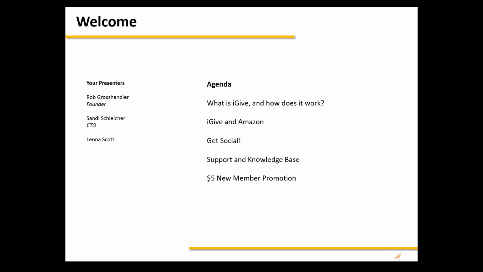Well, thank you, Lena. So we're going to attempt to do 4 or 5 things today. First, we're going to talk a little bit about what iGive is and how it works. We're going to talk a little bit about iGive and Amazon, because everybody, or almost everybody, loves to shop at Amazon. It's a little different for iGive members than every other one of the 1,600 stores that we work with. We're going to talk a bit about the fun parts of iGive, that is getting social. How do you spread the word? We're going to talk a bit about, let's say you have questions that we don't answer. I know that never happens, but in case you're the first, how do you use our support and knowledge base?